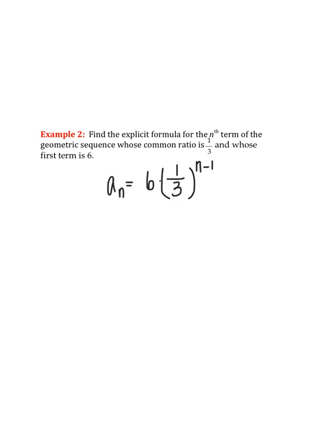Now, unlike in the arithmetic, you would not distribute that 6 into the 1/3. This wouldn't be like 2 to the n minus 1 power. So make sure that you're not distributing that.